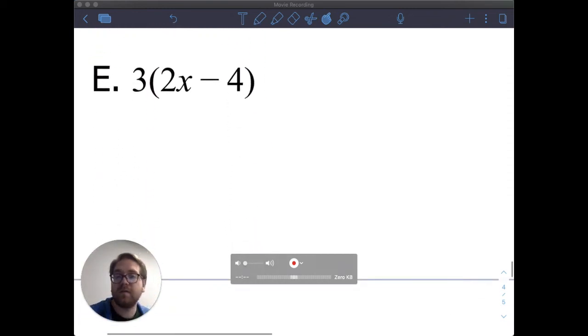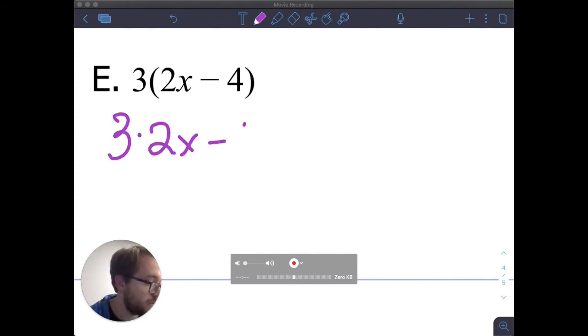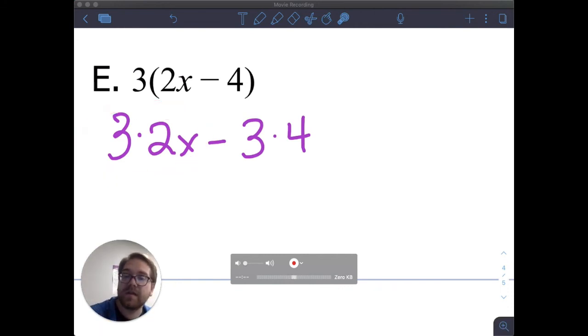Let's do one more. E. 3 times 2x minus 4. So I'm taking 3 times 2x minus 4. So I'll do 3 times 2x minus 3 times 4. Okay? So 3 gets multiplied with everything there. Now I don't know if you've encountered this before. You got 3 times a number and a variable, 3 times 2x. Well, when that happens, you can multiply those.